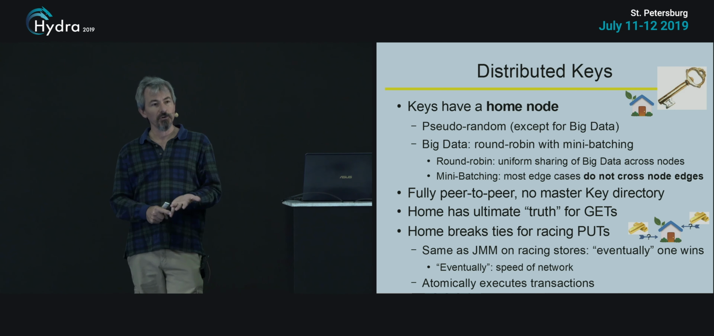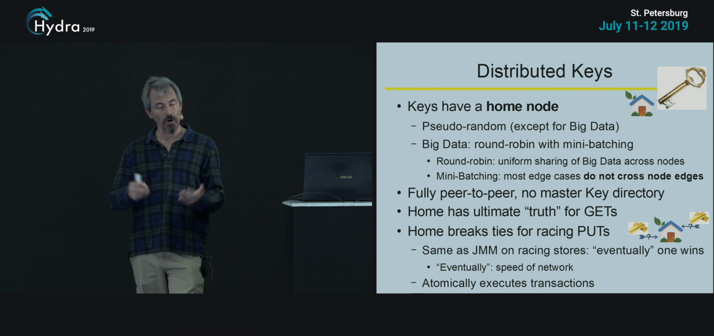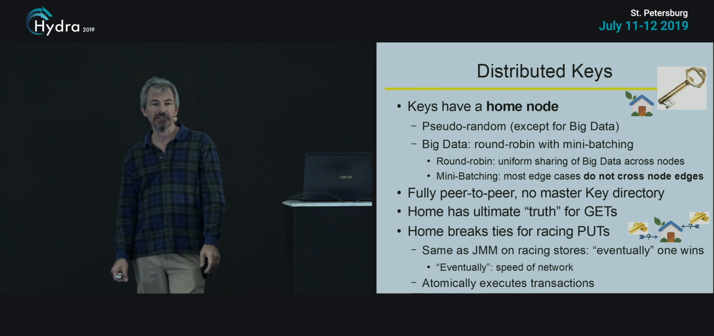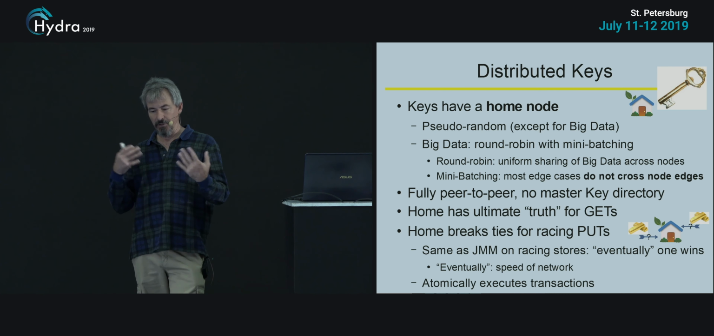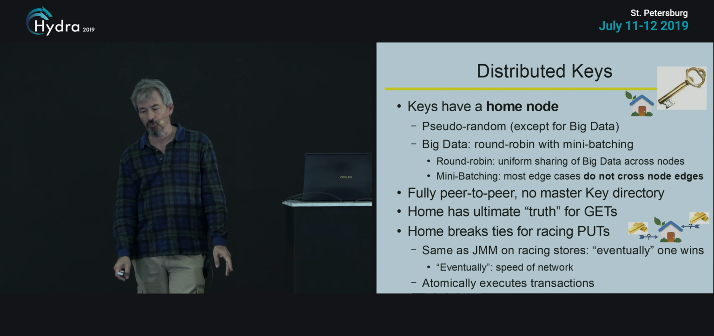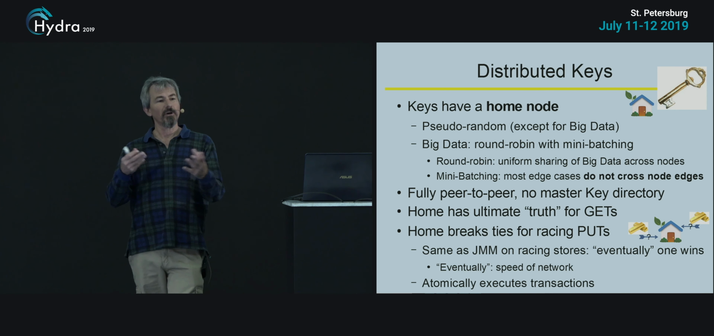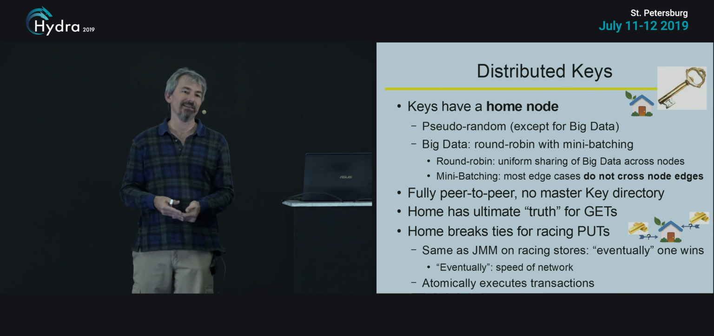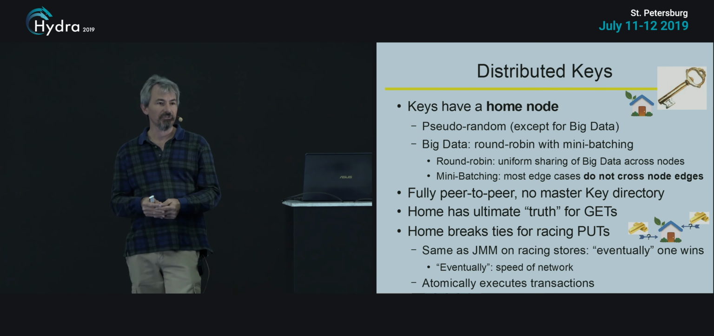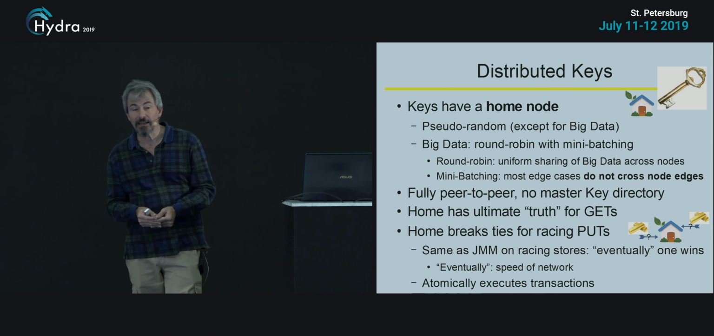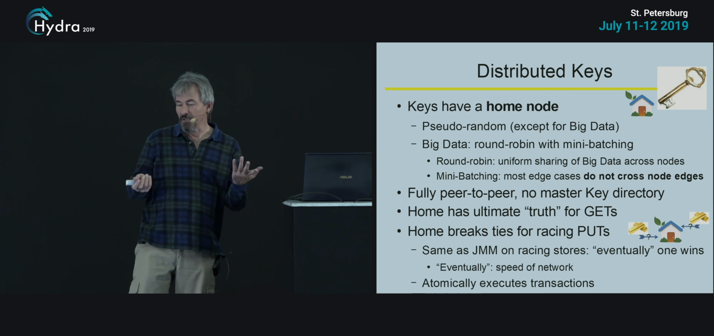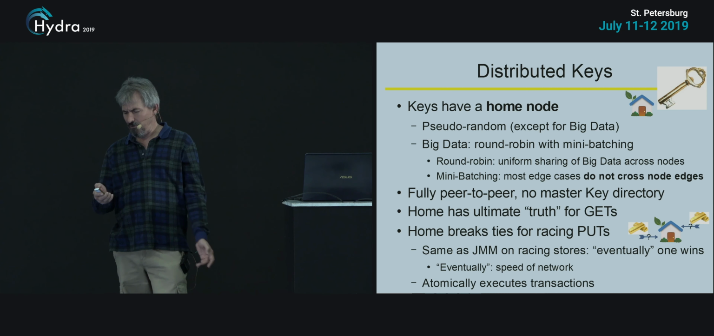It's the ultimate truth for all your gets. It's where you decide upon racing puts who wins, who loses, and what order the puts are applied in. It atomically executes transactions. The coherency semantics are baked into the home node. But you don't want the home node to be a hot target for everybody. The same node to be hot for every key, right? So the home nodes are pseudo-randomly placed, except for big data, which we do a forced round robin, so we get a uniform distribution with mini batching. I won't go into much detail there.